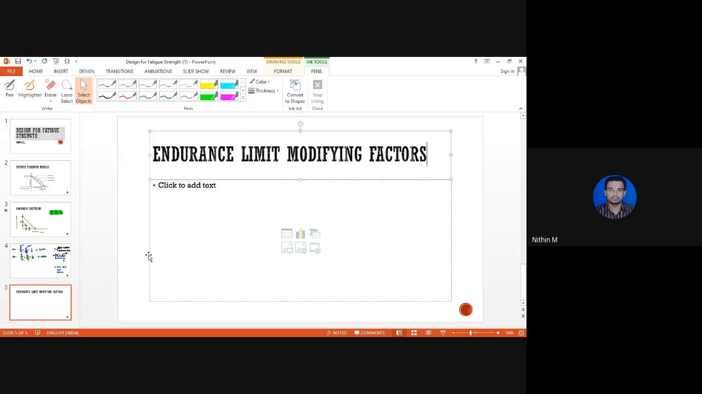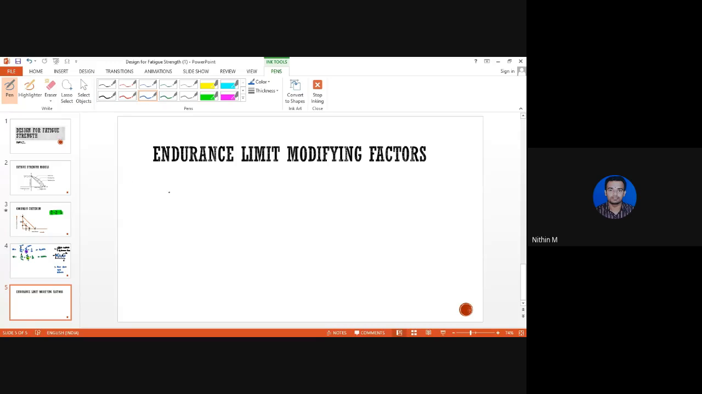Endurance limit modifying factors. Now, what is Soderberg criterion? Soderberg criterion states that sigma A, that is stress amplitude, divided by endurance limit, sigma minus 1, plus the mean stress sigma m divided by the yield strength of the material sigma y should be equal to the reciprocal of factor of safety. This is what Soderberg's criterion says.